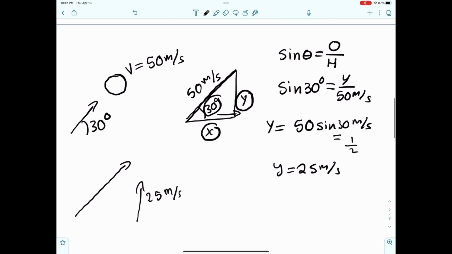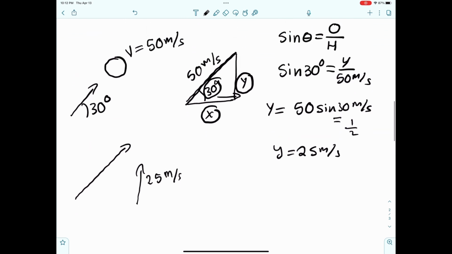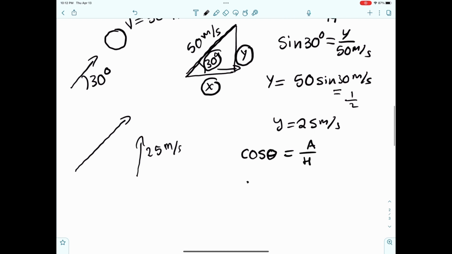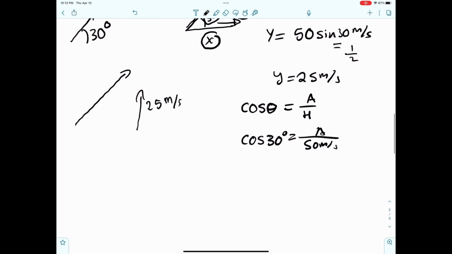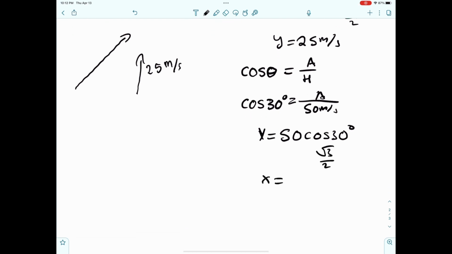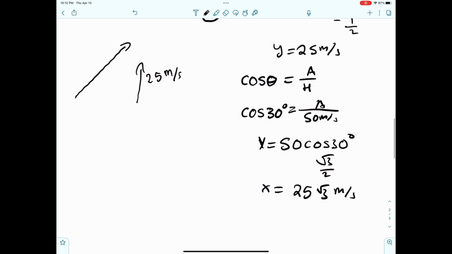Now we can do the same thing to solve for x, using our cosine theta identity, because cosine of theta is equal to adjacent divided by hypotenuse. Theta is 30, and our hypotenuse is 50 meters per second. So the x component is equal to 50 cosine of 30 degrees. And cosine of 30 is root 3 over 2. So we get x is equal to 25 root 3 meters per second.